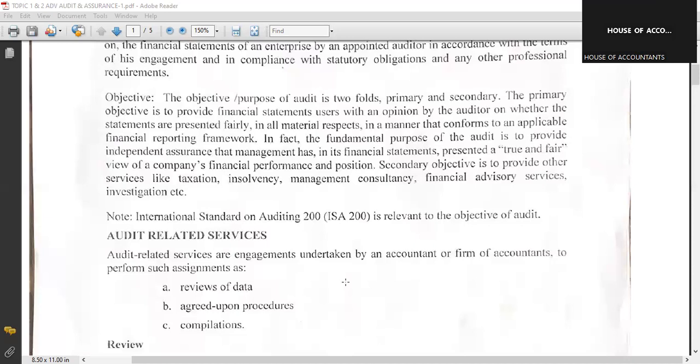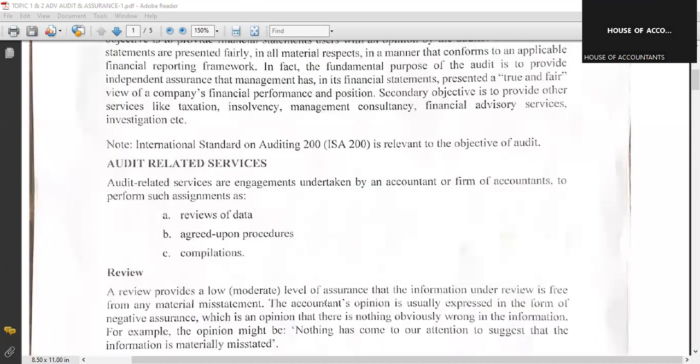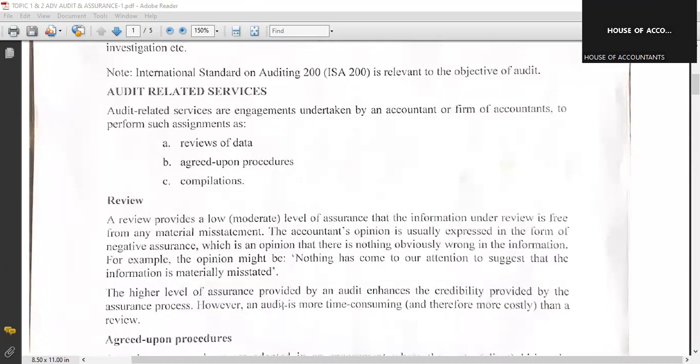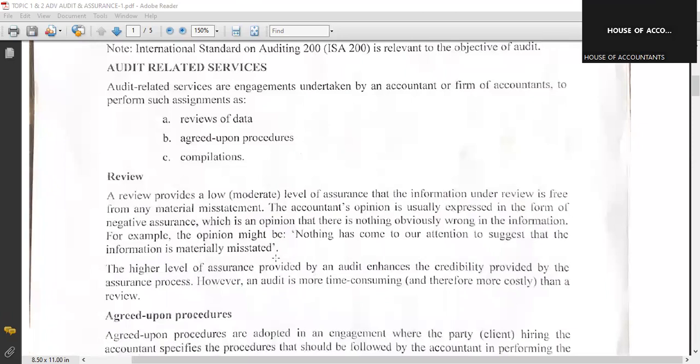And this is what I want to see: prevent this staff from stealing my money, or increase sales, or reduce costs. They will give us agreed upon procedures. So there's a laid down procedure you have to follow. Then compilations. Maybe they have information that they want you to help them with. That also can be done by firms of chartered accountants.